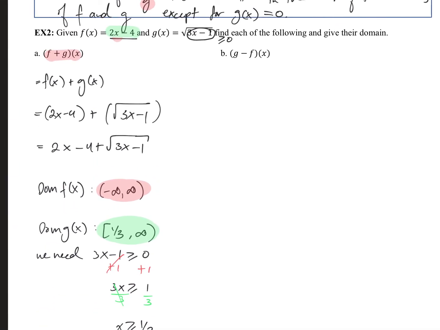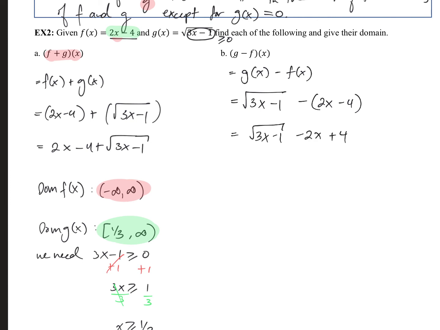So first off, let's find f minus g of x. So that's going to end up equaling g of x minus f of x. So g of x is the square root of 3x minus 1 minus 2x minus 4. Not too exciting. Once again, nothing really adding or subtracting for these. Mainly, we're just working on these for the domain and range.